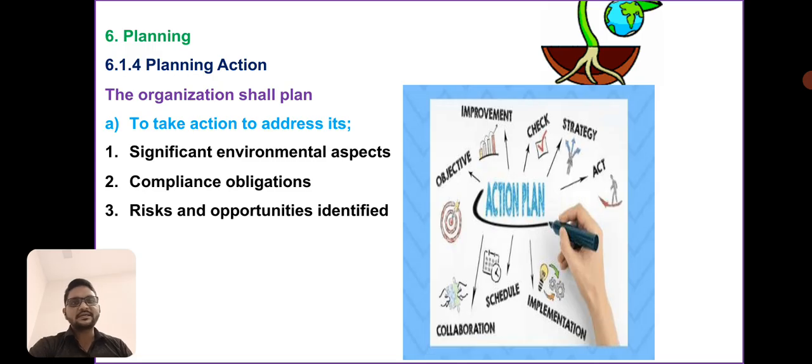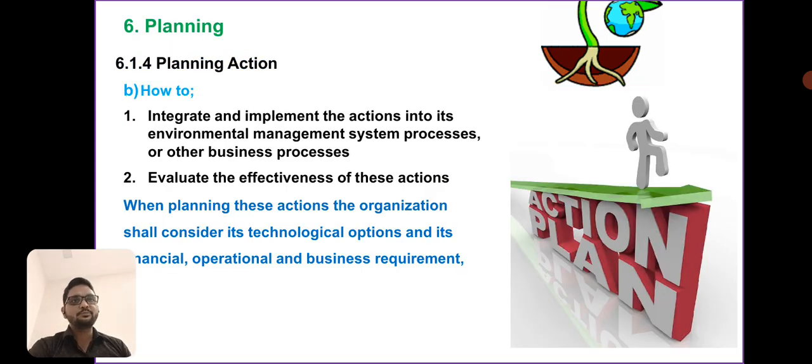Now, the next clause is 6.1.4, that is related to planning action. The organization shall plan to take action to address its significant environmental aspects, compliance obligations, and the risks and opportunities identified. Second, we need to plan how to integrate and implement the actions into its environmental management system processes or other business processes, and evaluate the effectiveness of those actions. When planning these actions, the organization shall consider its technological options and its financial, operational, and business requirements.